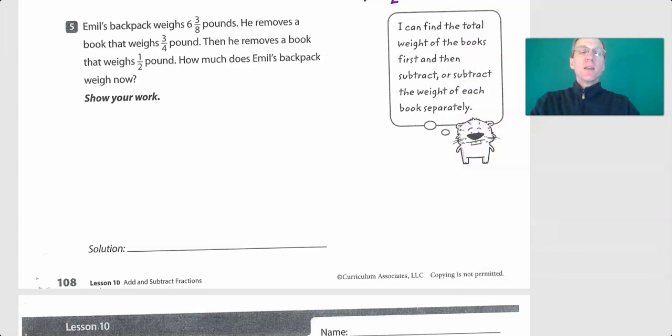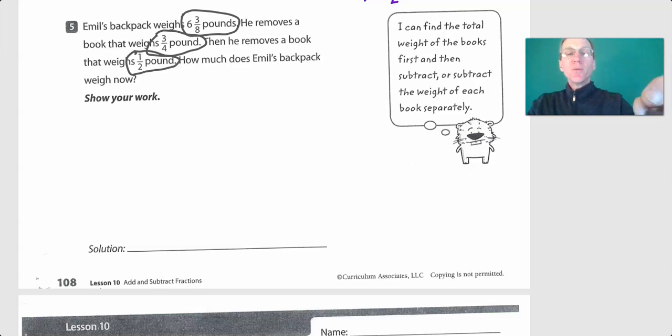this dark gray. Emil's backpack weighs 6 3/8 pounds. He removes something that weighs 3/4. Then he removes a book that weighs 1/2 pound. Well, I don't remember doing this one. So we have the backpack weighs 6 3/8. We're going to take out a book that weighs 3/4, take out a book that weighs 1/2 pound, and then see how much it weighs. So here's what we've got.